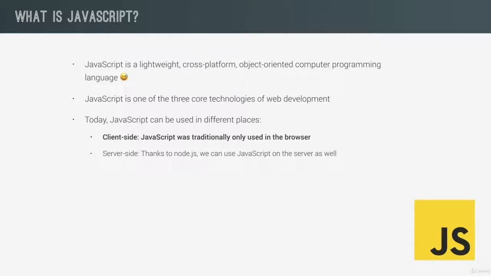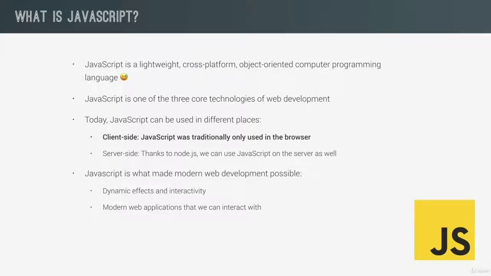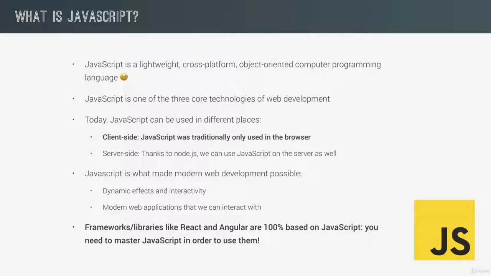Okay? So in summary, JavaScript is what made modern web development possible. It allows us to not only add dynamic effects and interactivity to more simple websites, but it also allows us to develop complex modern web applications that we can interact with and that almost feel like the apps that we can use on our computers and phones every single day. Now, something else that I think is important to mention here is that today there are lots of JavaScript libraries and frameworks out there that implement different architectures and help developers build complex apps more easily and faster than ever.